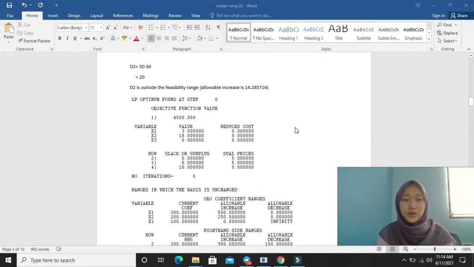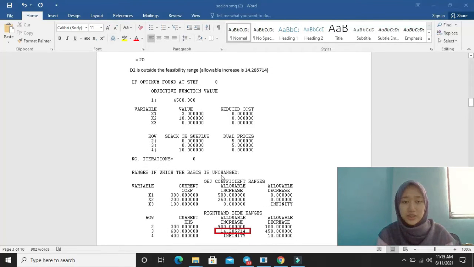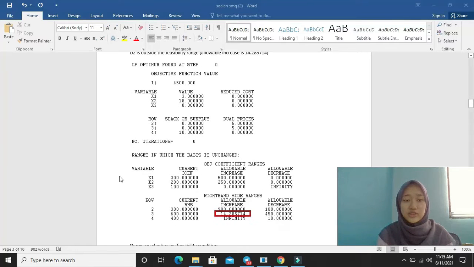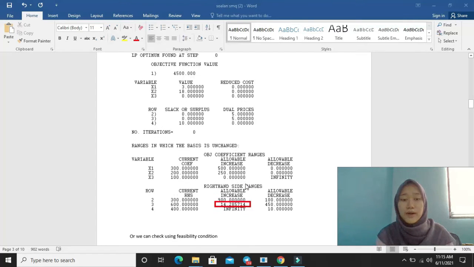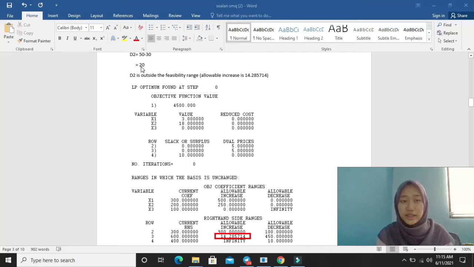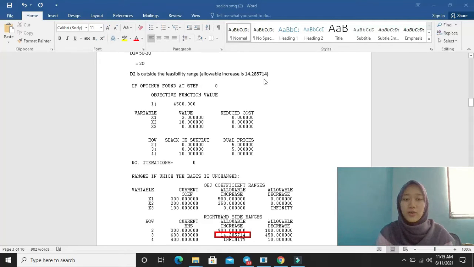Alright, after we obtain the value of D2, we need to check whether D2 is in the range or not. If we look here, for decoration, the allowable increase for the right hand side is 14.285714, but we obtained that D2 is 20. It means that D2 is outside the feasibility range because the allowable increase is only until 14.285714.